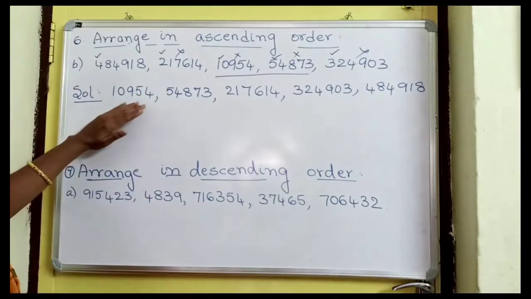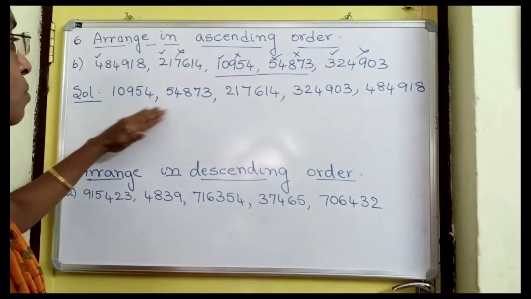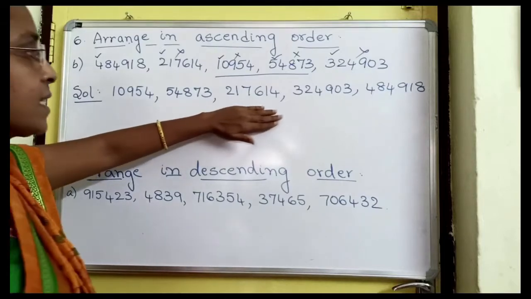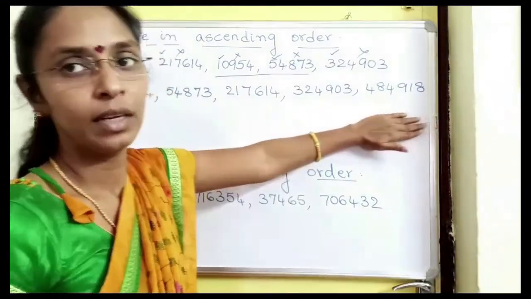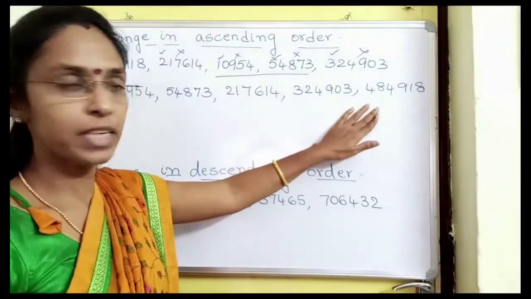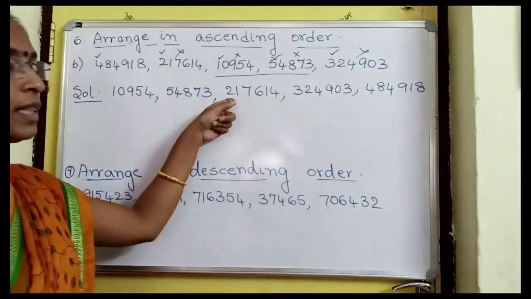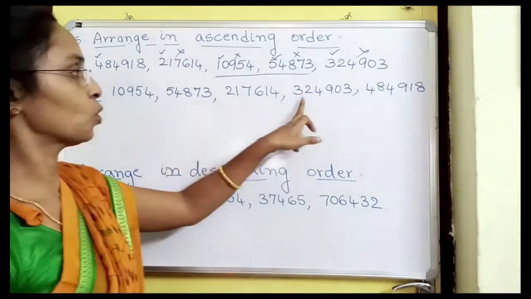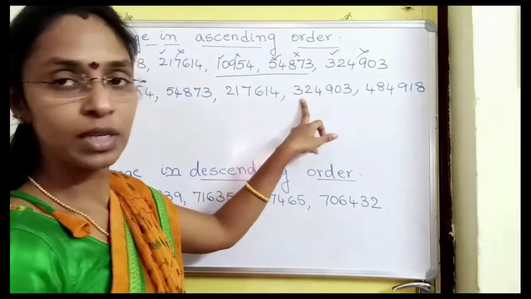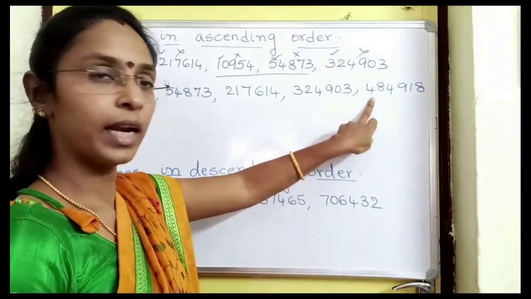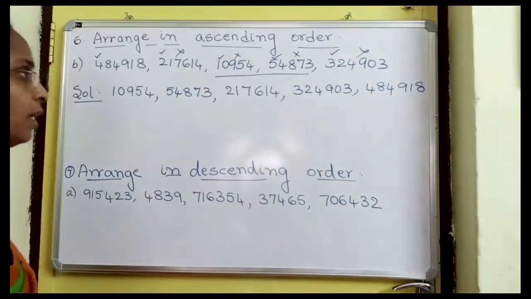So the first smallest number will be this one. Next smallest number, 54,873. Next compare the 6-digit numbers. In the 6-digit numbers, you have to compare the highest place values. 2 is in the highest place value, so this will be the smaller number. Next comes the number starting with 3, and the number starting with 4 will be the greater number. This is how you arrange in ascending order.